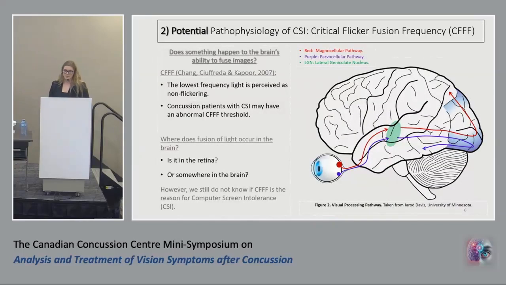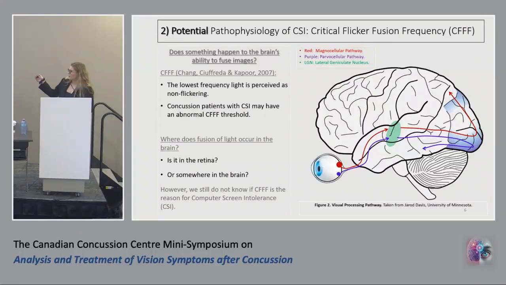The second theory that I'm going to be discussing is critical flicker fusion frequency. And this is defined as the lowest frequency that light is perceived to be non-flickering or steady. After concussion, something might happen to the brain's ability to fuse images. And concussion patients with computer screen intolerance may have an abnormal critical flicker fusion frequency threshold. But where does fusion of light occur in the brain? Does it happen in the retina or somewhere else entirely? I just want to walk you through the visual pathway again through another angle.